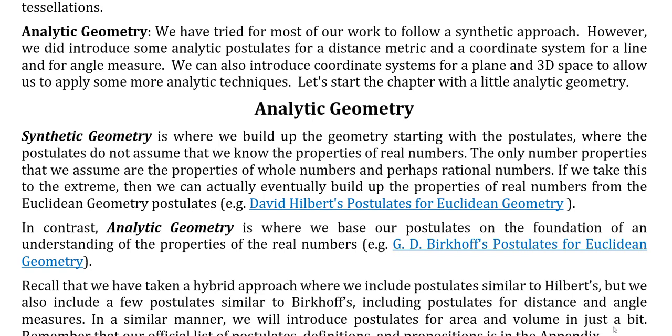Synthetic geometry is where we build up the geometry starting with the postulates, and where the postulates do not assume that we know the properties of real numbers. The only properties that we assume are the properties of whole numbers and perhaps rational numbers. If we take this to the extreme, we can actually eventually build up the properties of real numbers from the Euclidean geometry postulates. For example, if we started with David Hilbert's postulates for Euclidean geometry, we could build that up that way. In contrast, analytic geometry is where we base our postulates on the foundation of an understanding of the properties of the real numbers, for example, in Birkhoff's postulates.